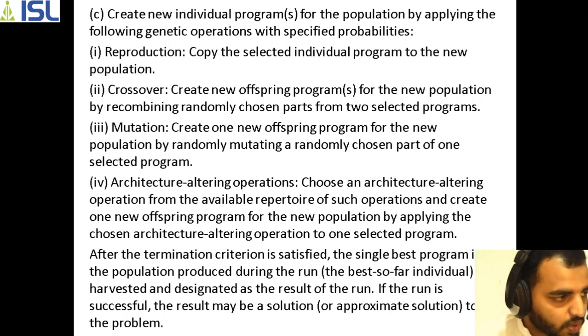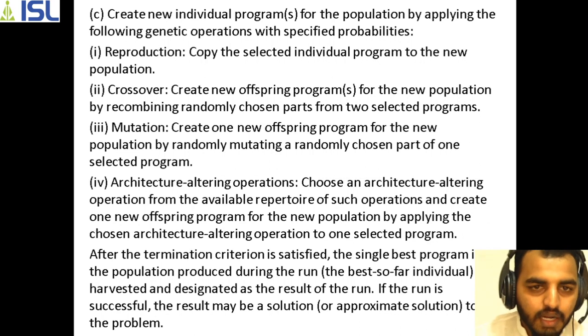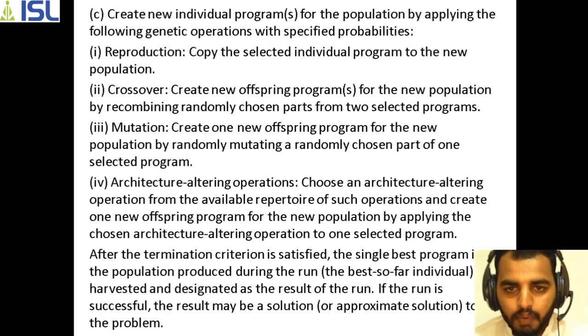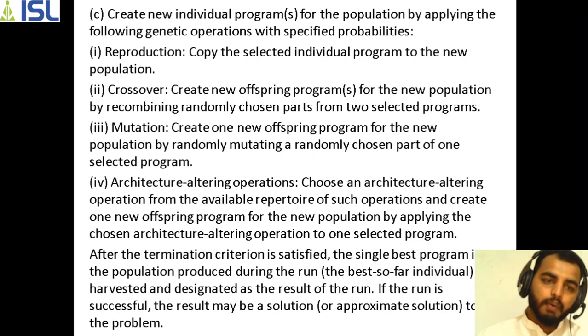We have studied crossover and mutation in the past in other topics, so the same thing is represented here. Crossover creates new offspring programs for the new population by recombining randomly chosen parts from two selected programs. The next one is mutation, which creates one offspring program for the new population by randomly mutating a randomly chosen part of one selected program.